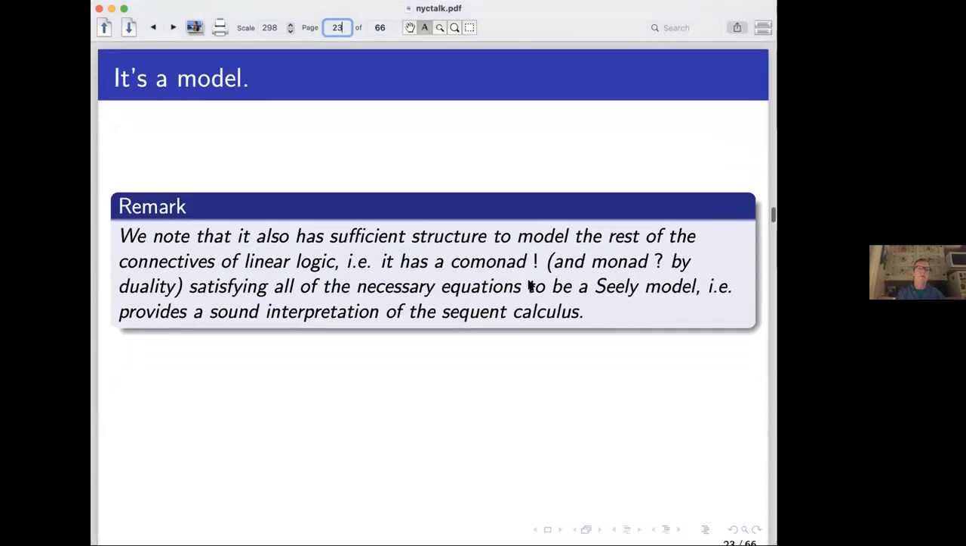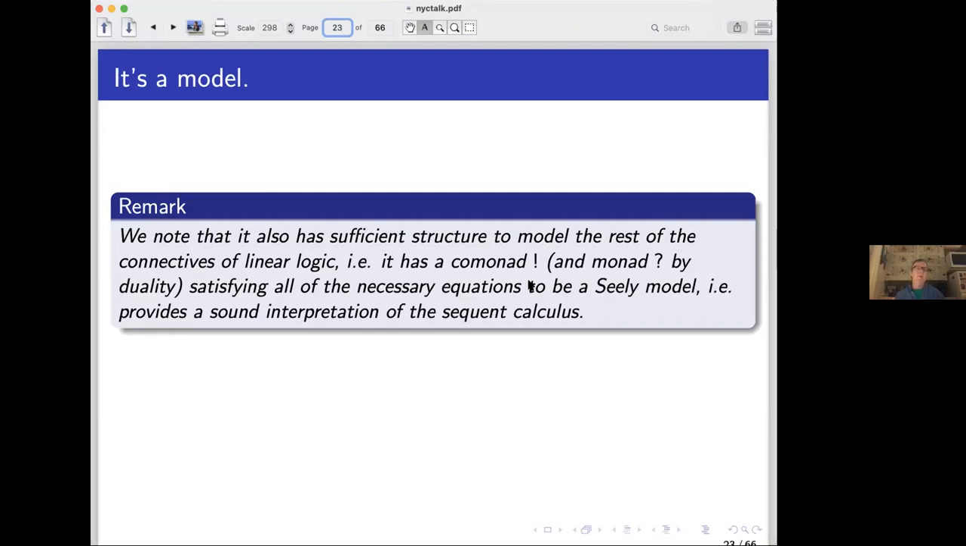This is just a remark for the experts who know about all of linear logic. So this category is a full model of complete linear logic. So the part I mentioned in the slides above is really just a small fraction of the whole thing. So in particular, it has a comonad on it, which we denote by an exclamation point, and it has a monad by duality, which we denote by a question mark.